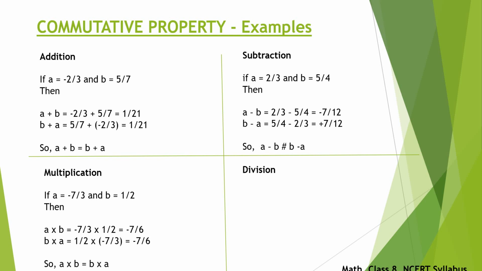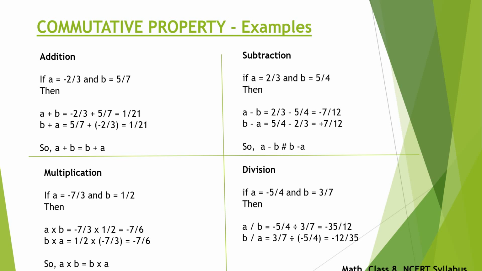Look at division. If a equals minus 5 by 4 and b equals 3 by 7, then a divided by b is equal to minus 35 by 12, and b divided by a is equal to minus 12 by 35. So again we can see that a divided by b is not equal to b divided by a. So we can say that rational numbers are commutative under addition and multiplication.